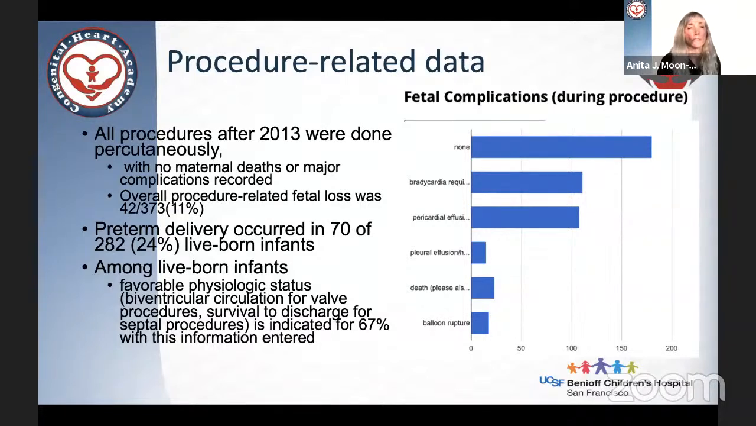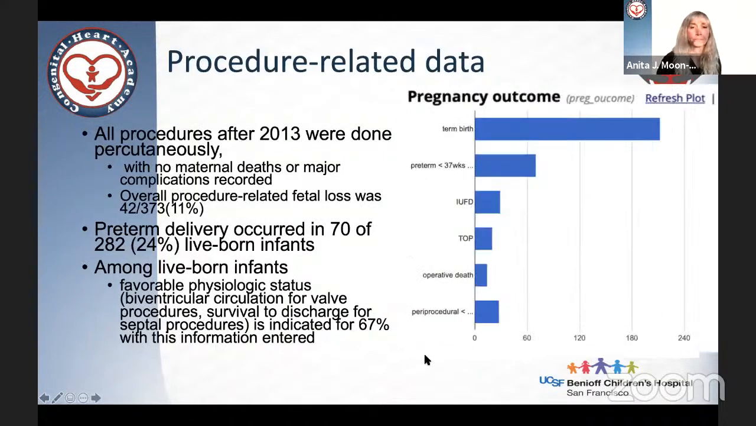Preterm delivery occurred in 70 of the patients, about 24%, which is also sort of what we would expect with congenital heart disease. So probably in most cases not due to the procedure. And among the live-born infants, there has been noted to be a favorable result in 67% of patients. Complications are not unusual, similar to the Linz data on their 24 patients. This is now several hundred patients, and we're seeing the same pattern: bradycardia and pericardial effusions that require treatment in about half of the patients, but death being very rare.